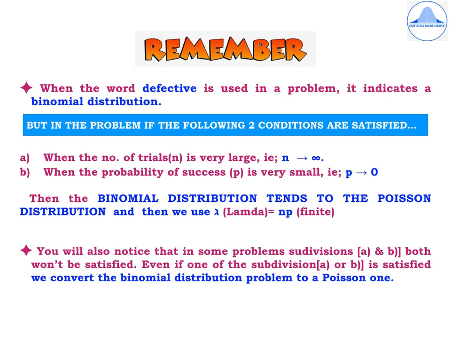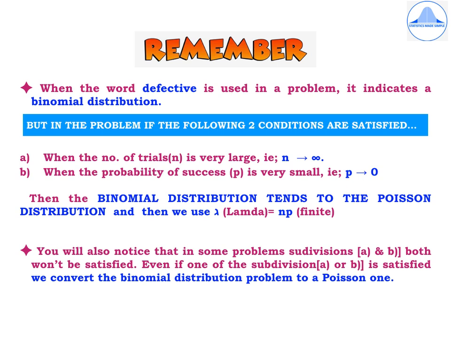Since we have already worked out many problems based on the binomial distribution, very extensively, you will now know how to differentiate between a binomial distribution problem and a Poisson distribution problem. Now in this video, I am going to solve 3 problems where the word defective is used. But these problems are very different from what we have worked out under the binomial distribution topic.